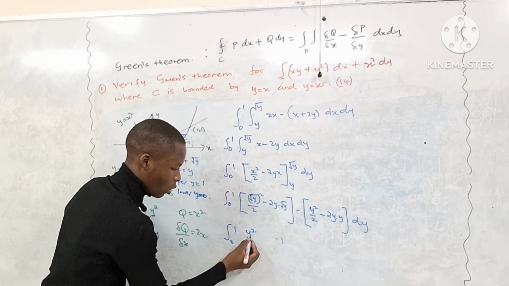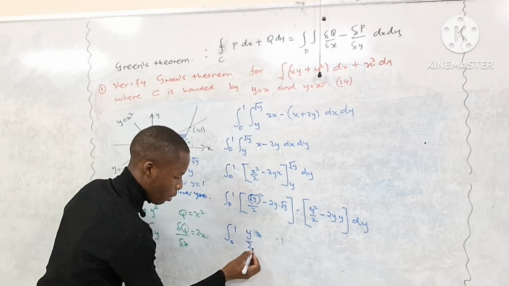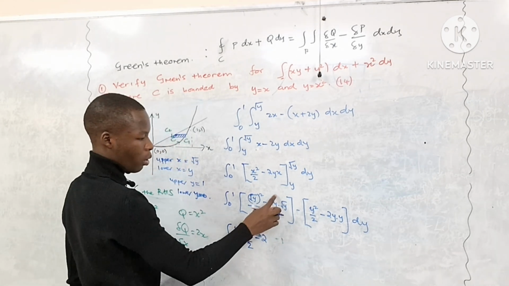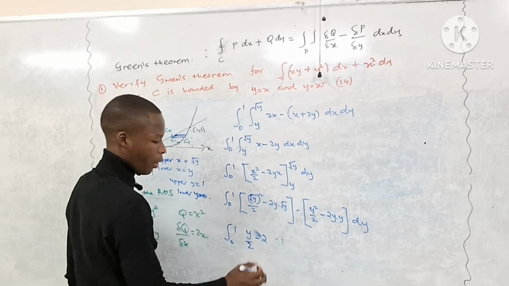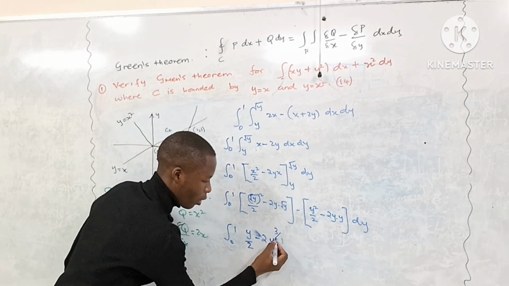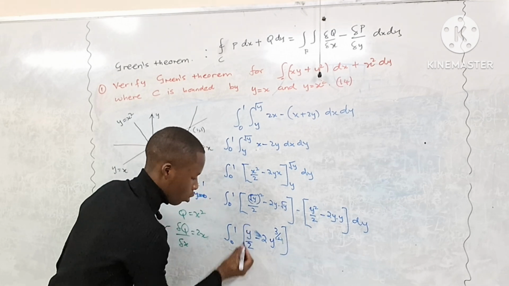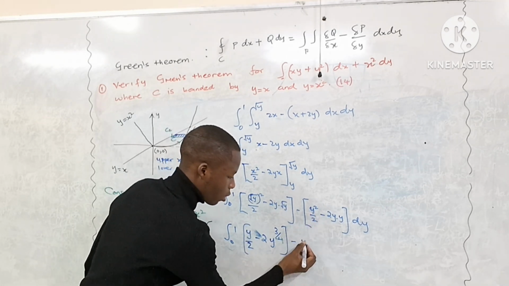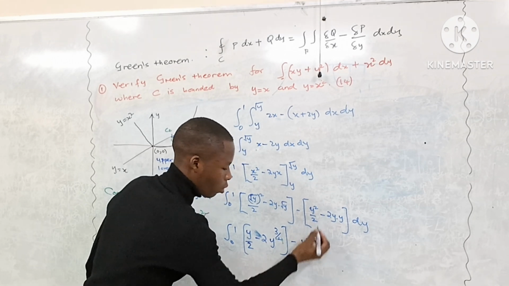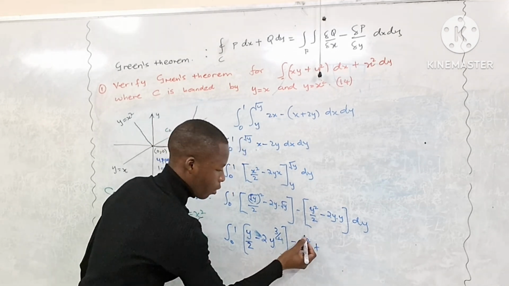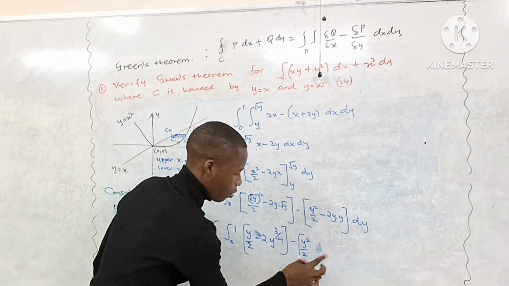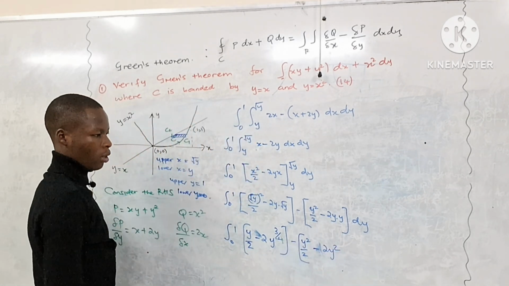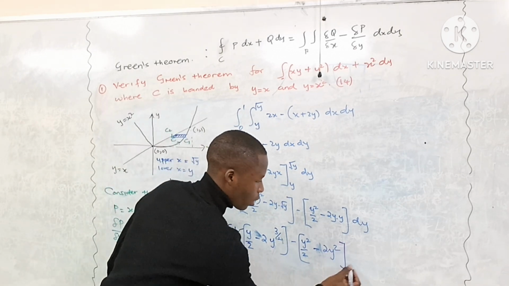This is y by 2, minus 2 times y to the power 2 over 2 times y to the power half, so this is y to the power 3 over 2. Minus y squared by 2, and this is negative 2y squared dy.